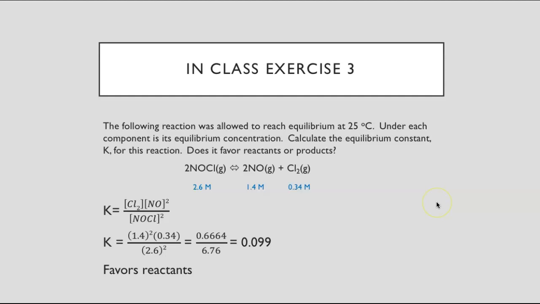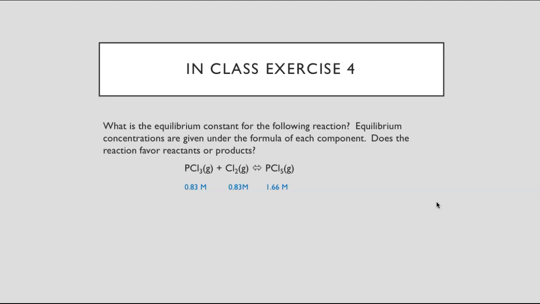So let's look at the next in-class exercise. It says, what is the equilibrium constant for the following reaction? Equilibrium concentrations are given under the formula of each component. And again, does the reaction favor reactants or products? Okay, so the coefficients of everything is 1. We have 1 mole of PCl3 plus 1 mole of Cl2 yields 1 mole of PCl5.